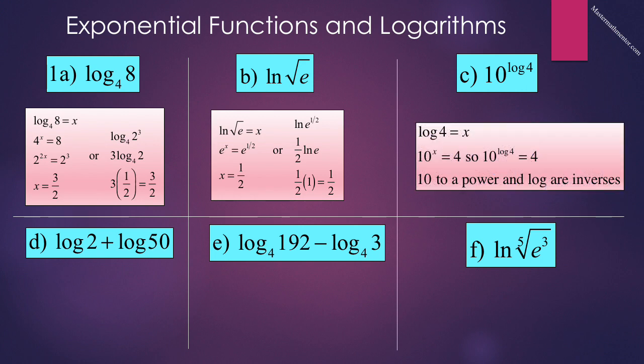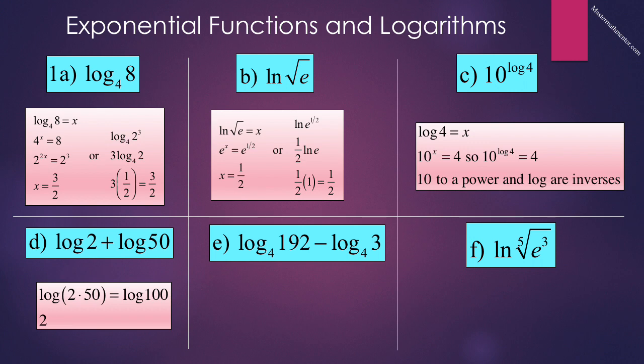In C, we're asked to find 10 raised to the log 4 power. We don't know what log 4 is, so we will call that x. And therefore, our resulting equation is 10 to the x is equal to 4. However, that is what we're being asked to find. 10 to the log 4, which is 10 to the x, and therefore our answer is 4. This is occurring because 10 to a power and log are inverses and cancel each other out. We start with 4, we take its log, and then raise 10 to that power, we will end back at 4.